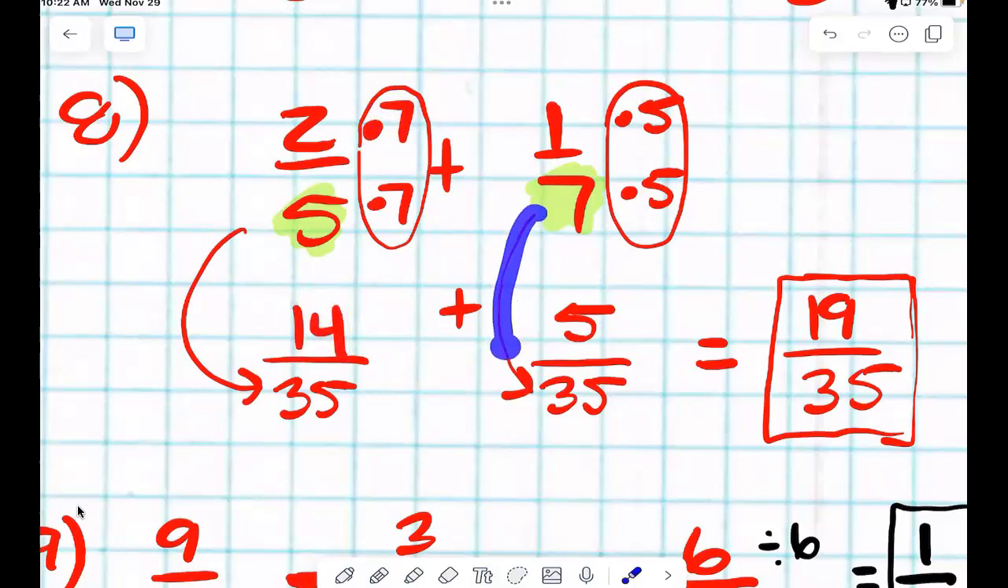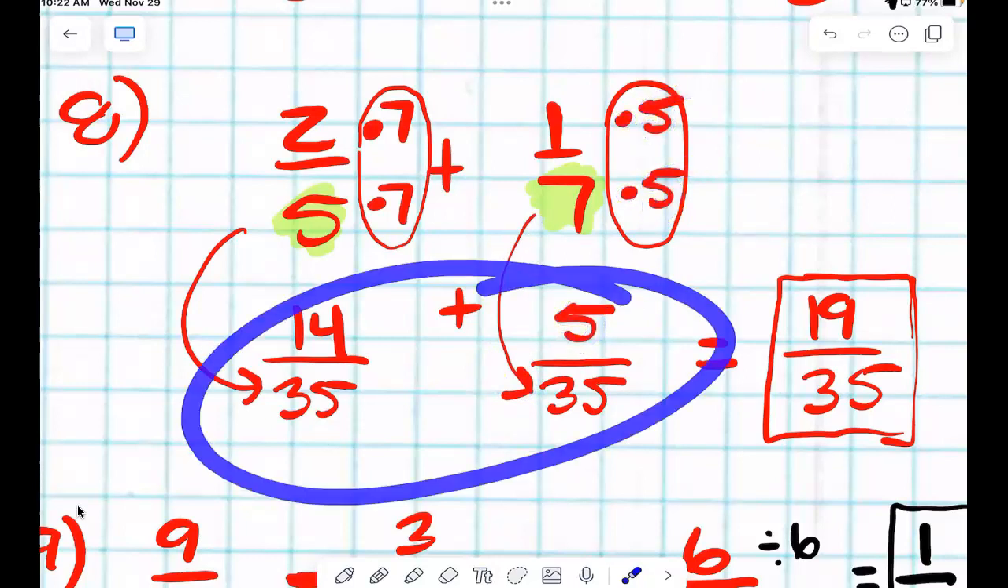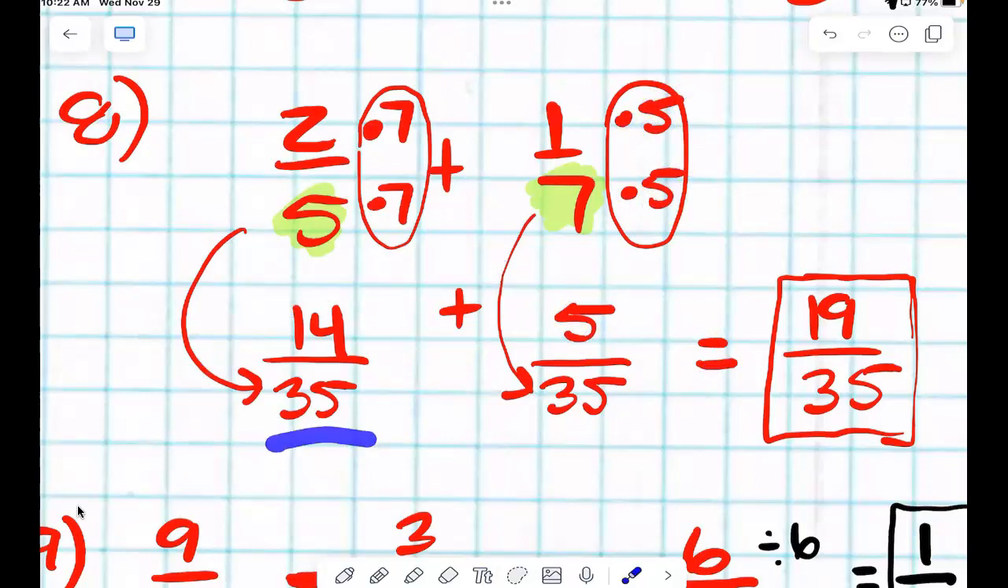How do I get from 7 to 35? 5. What do I multiply the top by? 5. What's 1 times 5? 5. Now can I add these 2 fractions together? Yes. Because why? Because they're the same. And 14 plus 5 is 19. Keep your denominator the same, 19 over 35.